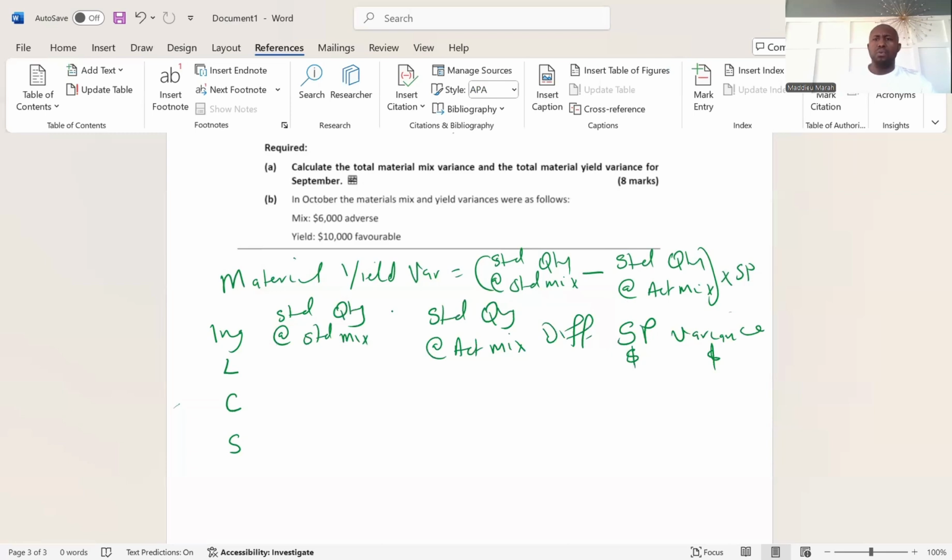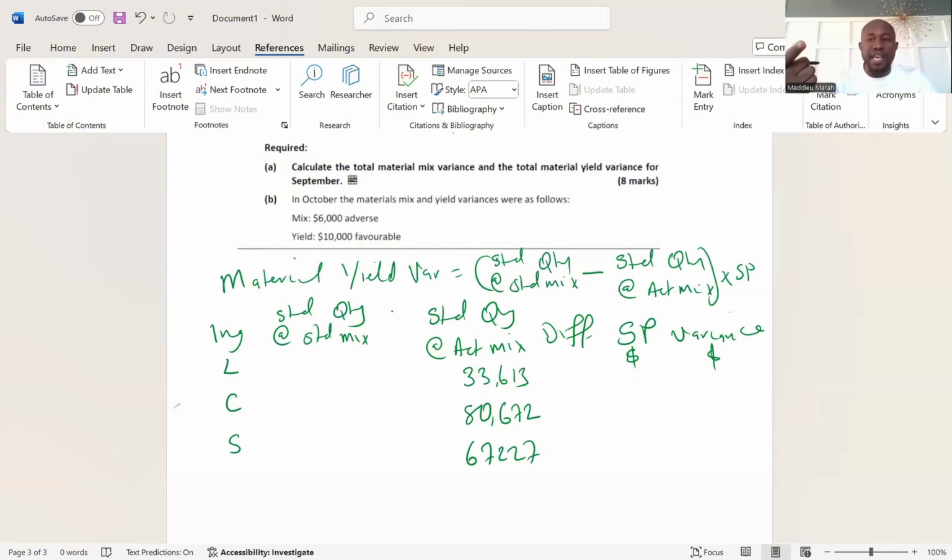What should I start with? I will start with what I have already calculated from the mix variance. If we are not given it before, then we calculate it newly, the same way. But because we have it already, we just bring the figures. The figures I have are 33,613 for the first one, 80,672 for the second one, and 67,227. These are my standard quantity at actual mix.